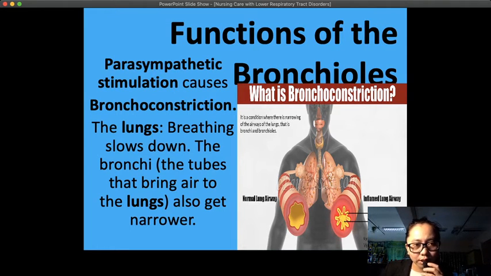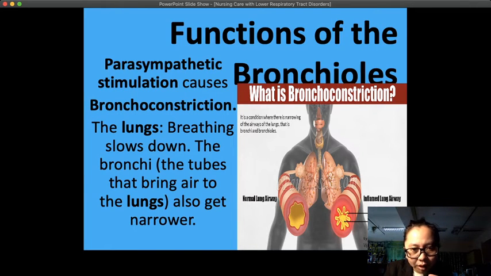Parasympathetic stimulation causes bronchoconstriction. So breathing will slow down if your bronchi has constricted. The bronchi, the tubes that bring air to the lungs, will get narrower. So you can see the picture. If there is an inflamed lung airway, this is the narrowed airway and puno na siya ng mucus. So, nag-narrow siya. When we say nag-narrow, nag-bronchoconstriction. So, this is what happens when there is bronchoconstriction inside of your bronchioles.